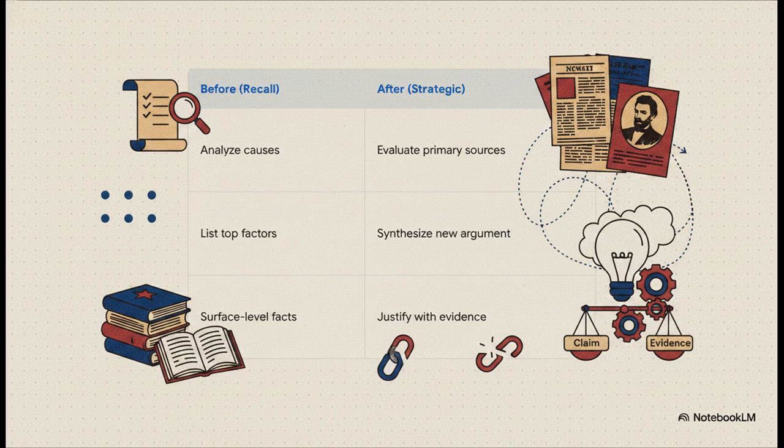Now, compare that to a redesigned strategic thinking prompt. Evaluate 3 primary sources from different socioeconomic classes in the 1850s to synthesize a new argument about the economic catalysts of the Civil War, justifying your reasoning with textual evidence. See the difference? The old way tricks us with strong verbs, while the new way guarantees that students are processing deeply, handling non-routine analysis, and truly synthesizing complex information.